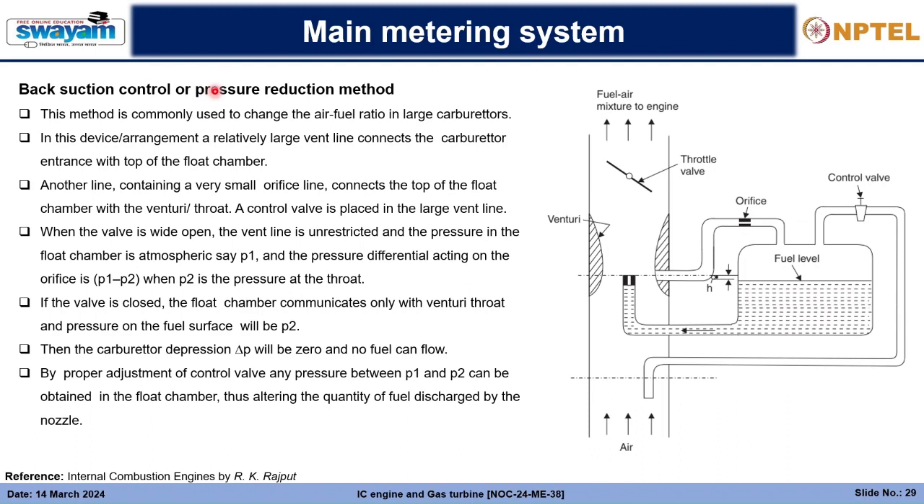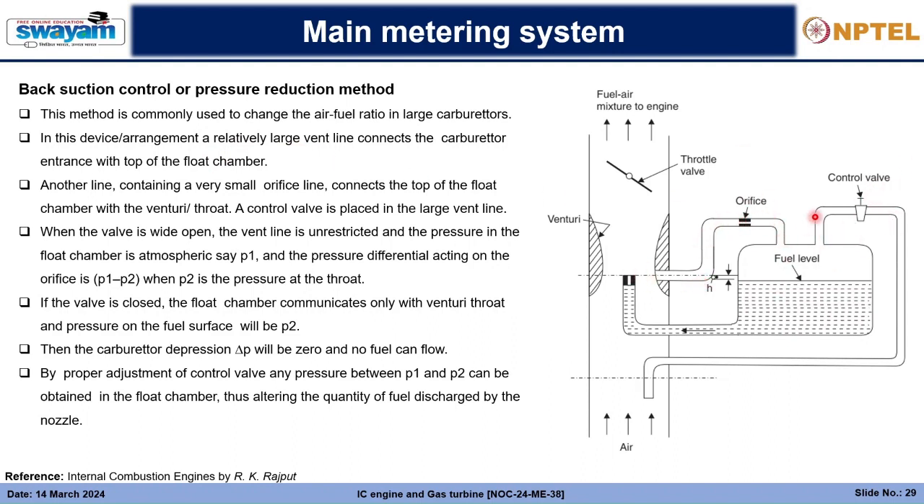Next is the back suction control or pressure reduction method. Here you see the arrangement for back suction control or pressure reduction. It is commonly used to change the air-fuel ratio in large carburetors. If the mixture is required to change in large carburetors, it is generally inconvenient to suddenly change the air-fuel ratio. So in that kind of case, the device arrangement includes a venting.